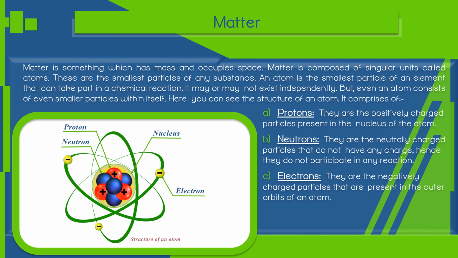Here you can see the structure of an atom. It comprises protons, neutrons and electrons. Protons are positively charged particles present in the nucleus of the atom, while neutrons are neutrally charged particles that do not have any charge, hence they do not participate in any chemical reaction. And the last one, electrons, are negatively charged particles that are present in the outer orbit of an atom.